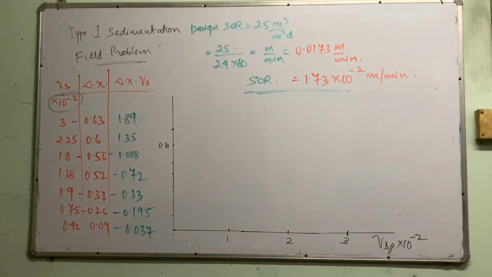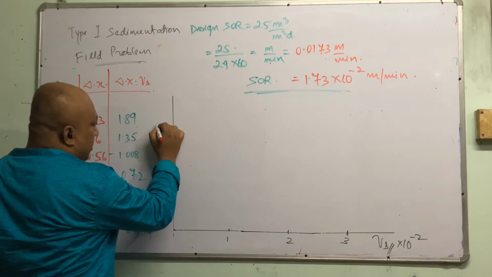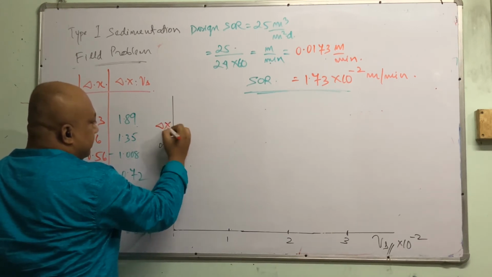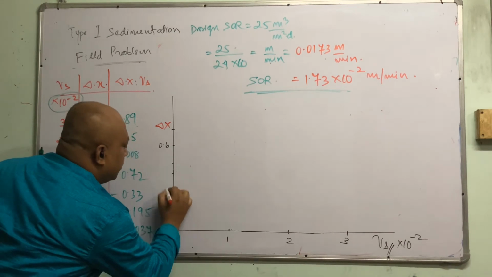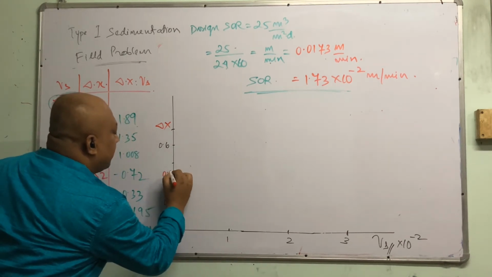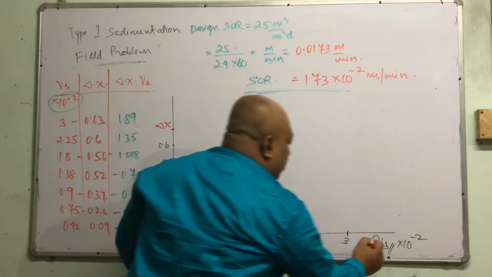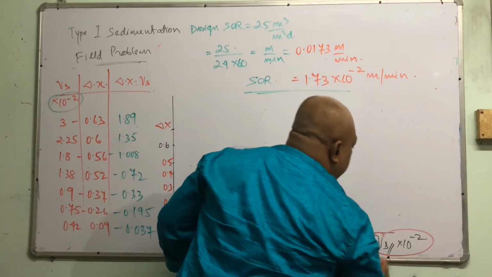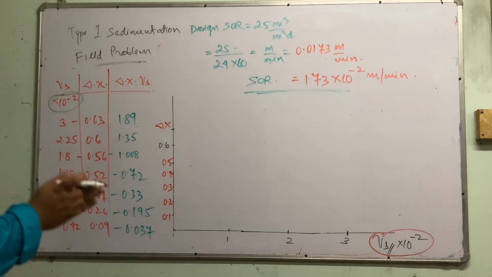Let me check whether the video is still on or not because my microphone fell down. It's there. So this is your del x. This is 0.1, 0.2, 0.3, 0.4, 0.5. And this is your settling velocity in terms of this one. Now we are going to draw the graph between these two.